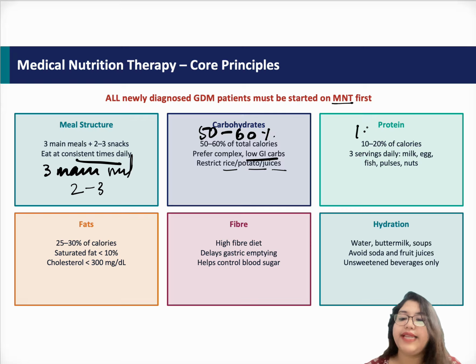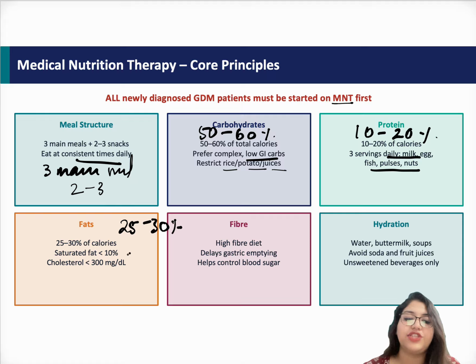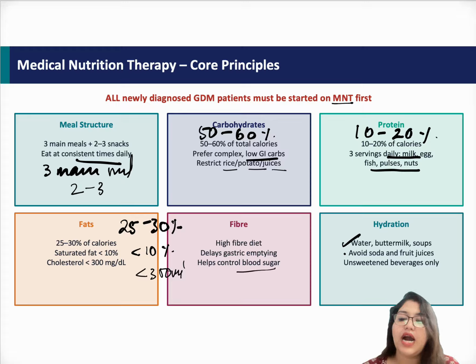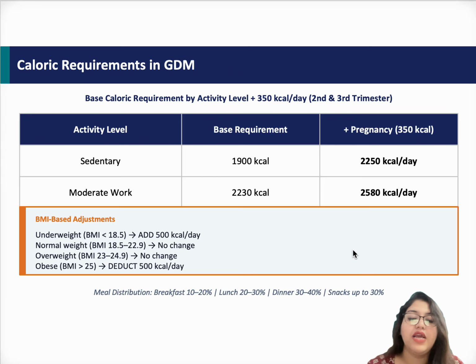Then protein should be 10 to 20% of calories, 3 servings daily: milk, egg, fish, pulses, nuts. Fats 25 to 30% of calories. Saturated fats less than 10%, cholesterol less than 300 mg per deciliter should be there. Fiber: high fiber diet delays gastric emptying, helps to control blood sugar. Hydration: water, buttermilk, soup. Avoid soda and fruit juices, unsweetened beverages only.